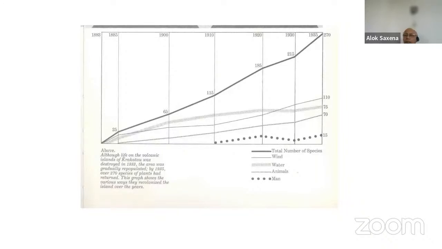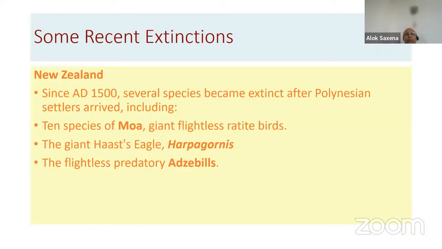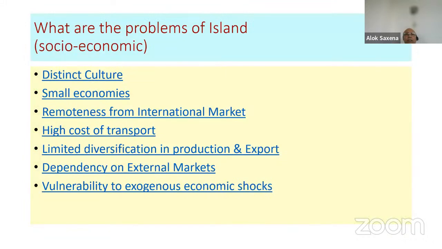I am telling all these things because when I discuss the issues of Andaman Nicobar Islands, if you are aware of these basic facts, you will appreciate those and rather discuss and debate with me more clearly with these issues. There are some recent extinctions. I will not go into details of that. These are some problems. Distinct islands have always distinct culture. Their culture is quite different.